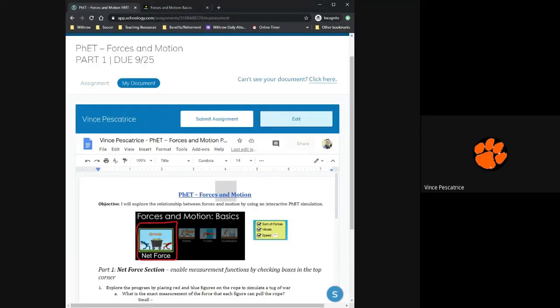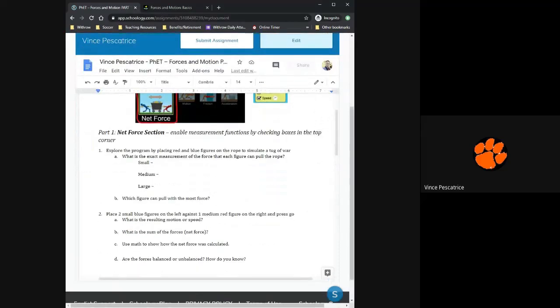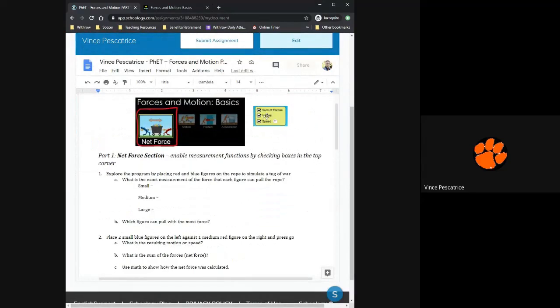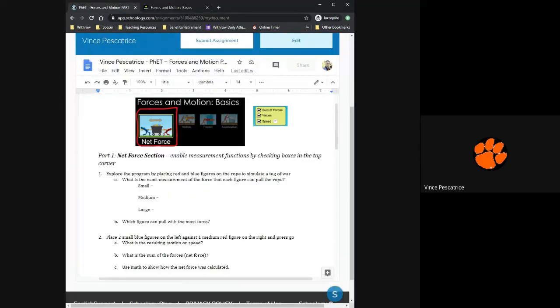So, first up, you should click Net Force. Scroll down a little bit. The Net Force section says enable measurement functions by checking the boxes in the top corner. So these boxes here. Go to your simulation and check, check, check. Then it says explore the program by placing red and blue figures on the rope to simulate a tug of war. What is the exact measurement of force that each figure can pull?